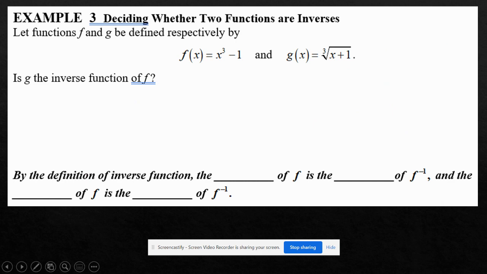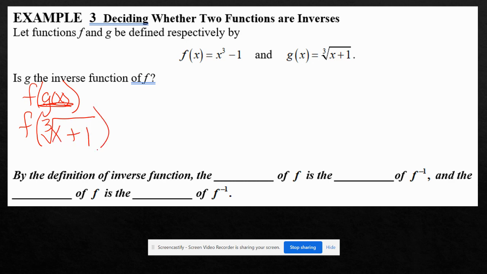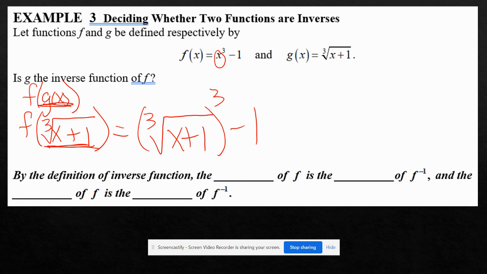So let's practice. Is g an inverse of f? Are they inverses? I'm going to start with f of g of x. What is the g of x function? Well, the g of x function is the third root of x plus 1. And so this says, look at the f function, and in place of x, put this third root of x plus 1. All right. We have x to the third minus 1, and in place of x, we have the third root of x plus 1.